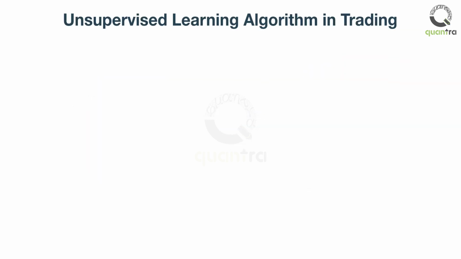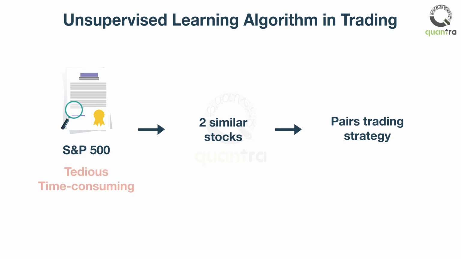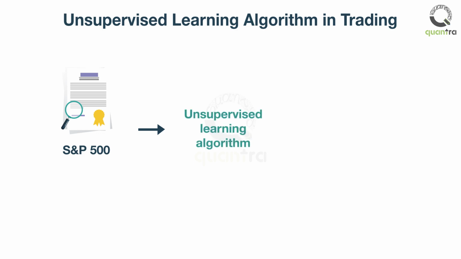Suppose you want to analyze the stocks that constitute the S&P 500 index, and find two similar stocks. This will help you apply a pairs trading strategy on the similar stocks identified. But analyzing the 500 stocks' fundamental and price data, and finding similarities is a very tedious and time-consuming task. You can use an unsupervised learning algorithm here.